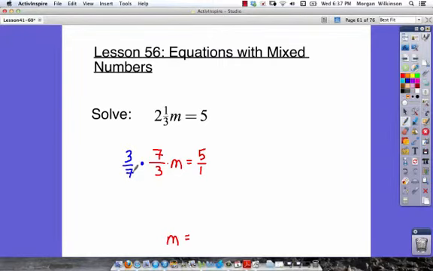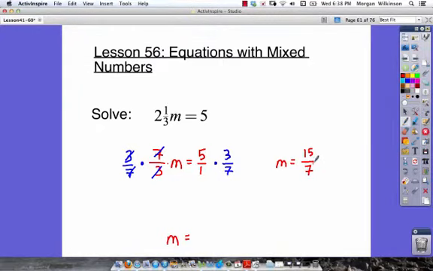3/7 times 7/3 is going to be equal to 1 because the 7's cancel and the 3's cancel. That just leaves us with our m by itself. That's what we want. We want to know what m is. What we do on one side of the equation here, we have to do on the other side. So we're going to multiply the other side by 3/7 as well. Now when we go through this operation, we're going to figure out what our answer is. So m is equal to 5 times 3, that's 15. 1 times 7, that's 7. We've got our answer. m must be equal to 15 over 7.